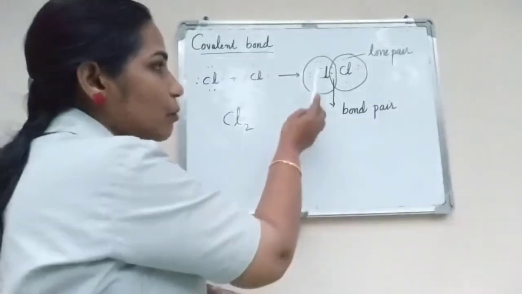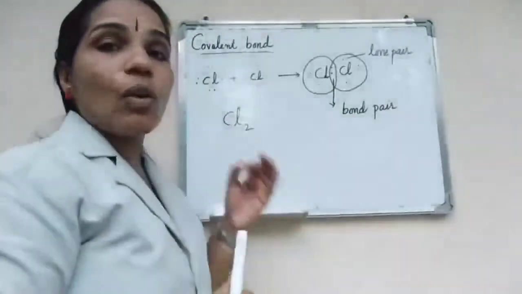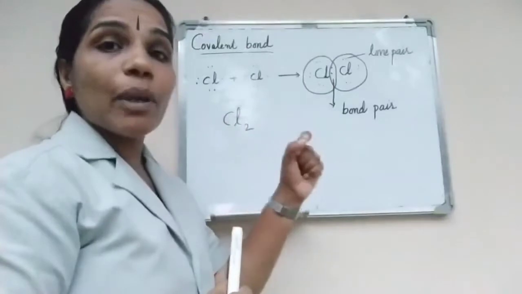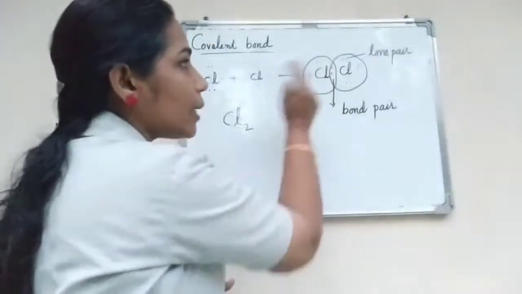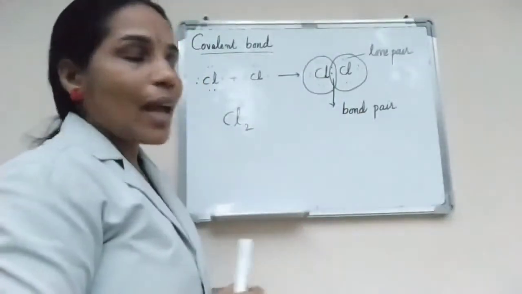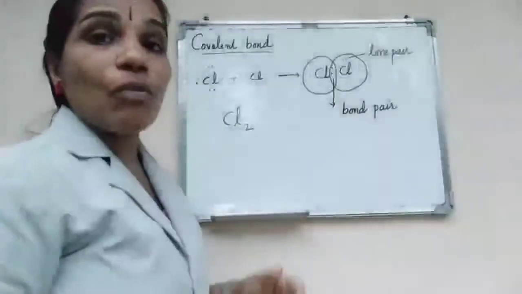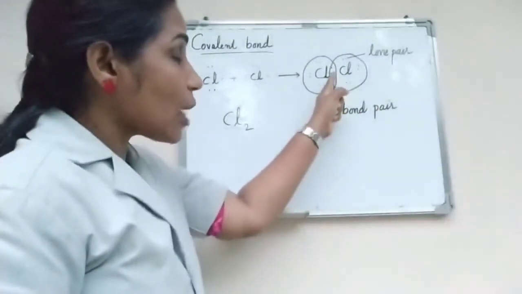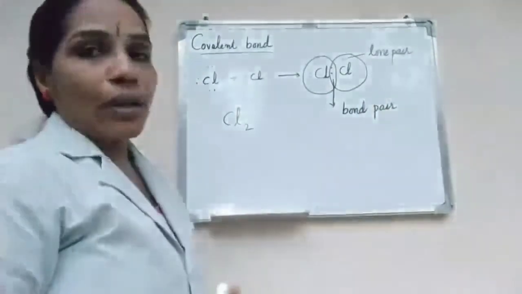The atoms involved in this bond formation contribute an equal number of electrons for sharing. And this shared electron is common to both the atoms. This shared pair of electrons is known as the bond pair of electrons. What is bond pair of electrons? This shared pair of electrons is known as the bond pair of electrons.